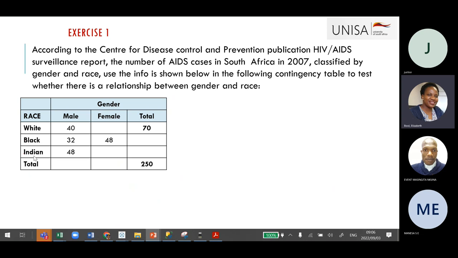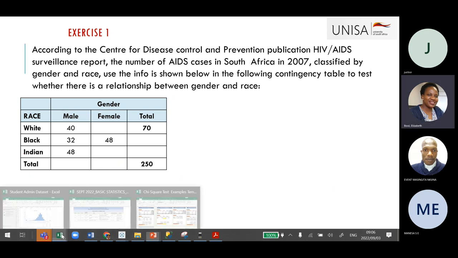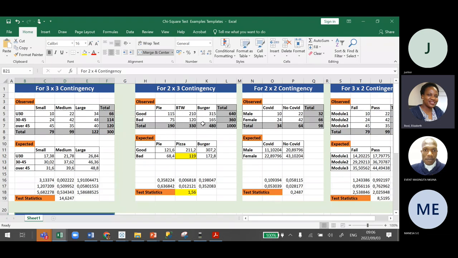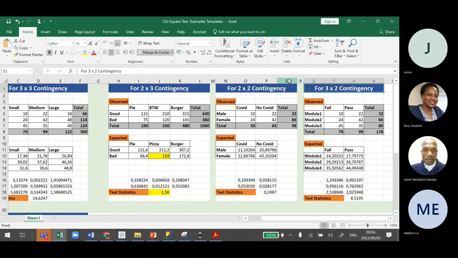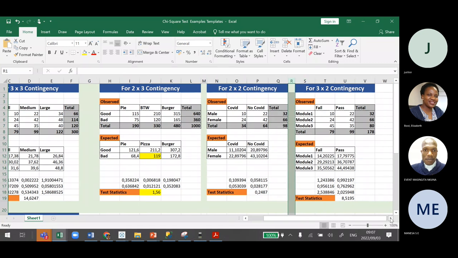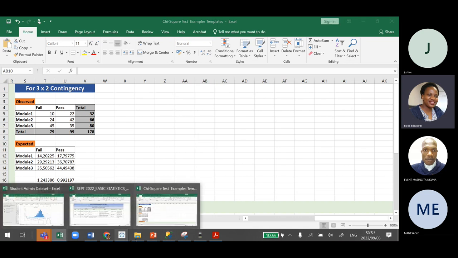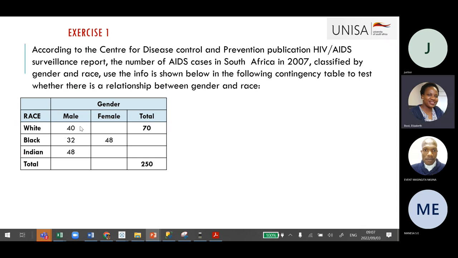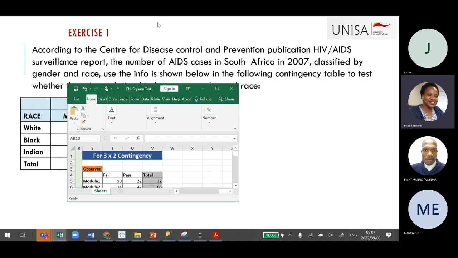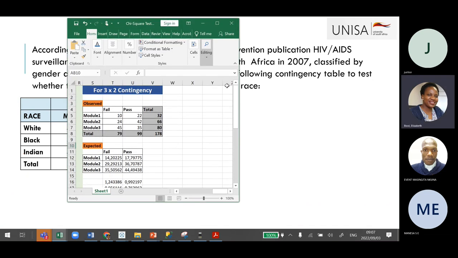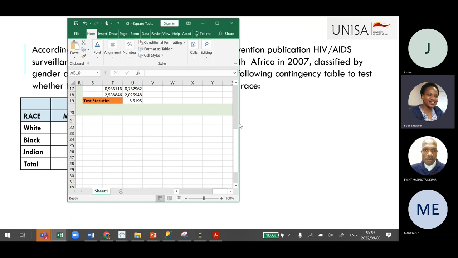So let's go back to our exercise. It's a 3x2, so I need to go to my contingency table here and look for a 3x2. And there it is, it's on S. So I can scroll up until I get to that. This is just the table I want to use. Then I can also go to the table and represent those values here. So let's just minimize the Excel sheet. Sorry, it's taking me long.